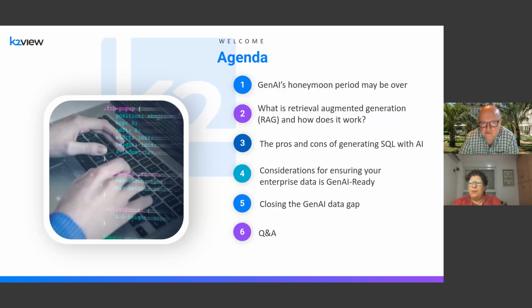And in the webinar, we'll focus on RAG and talk about what is retrieval augmented generation and how does it work? What are some of the pros and cons of generating SQL with AI? And some of the considerations for ensuring your enterprise data is GenAI ready. And as usual, we'll end with a Q&A session.